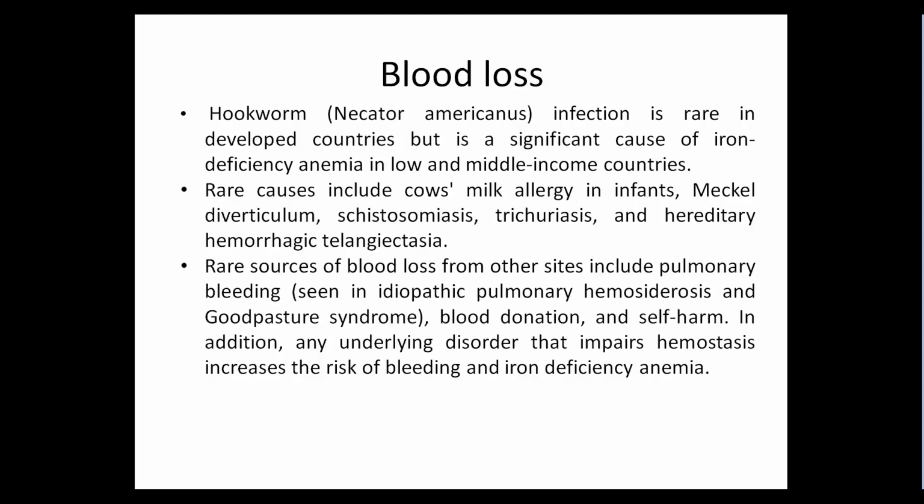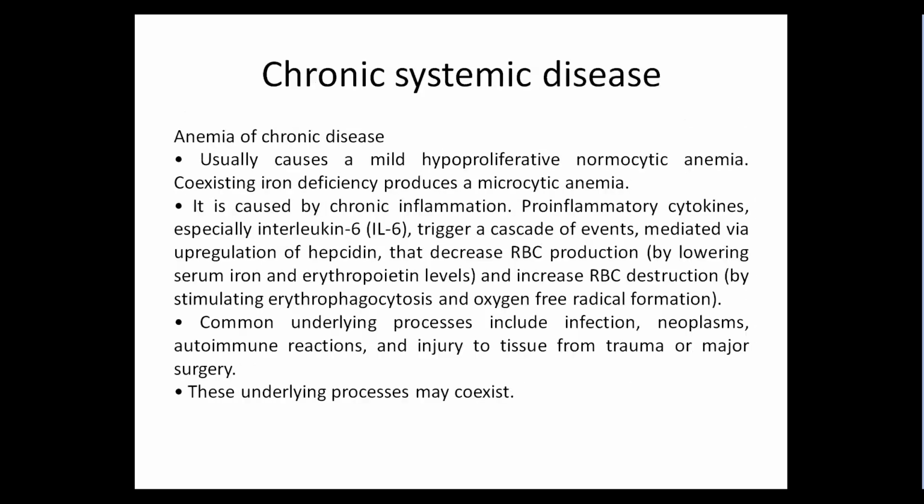Rare sources of blood loss from other sites include pulmonary bleeding, seen in idiopathic pulmonary hemosiderosis and Goodpasture syndrome, blood donation, and self-harm. In addition, any underlying disorders that impair hemostasis increase the risk of bleeding and iron deficiency anemia.